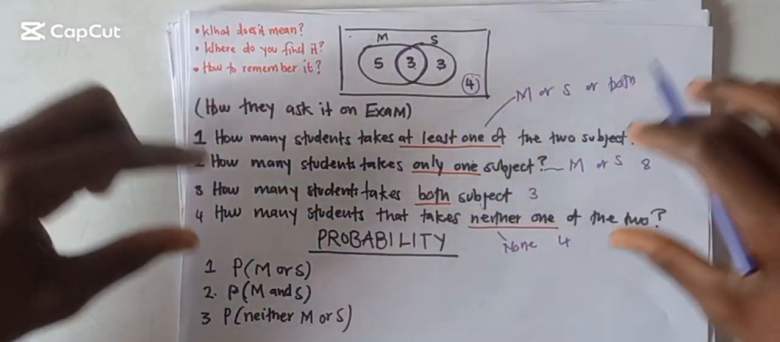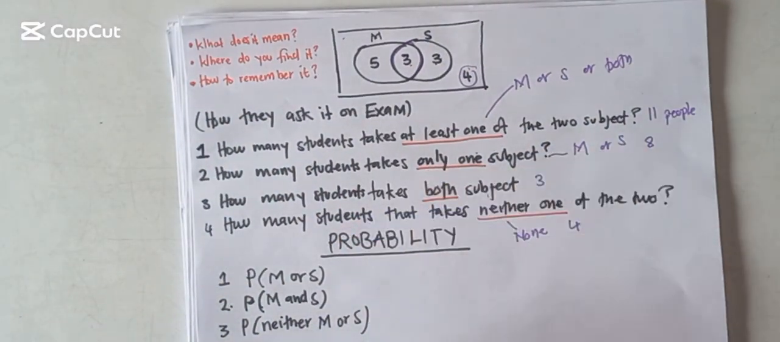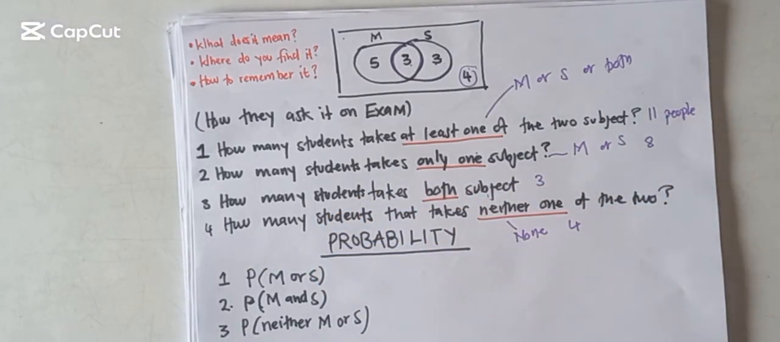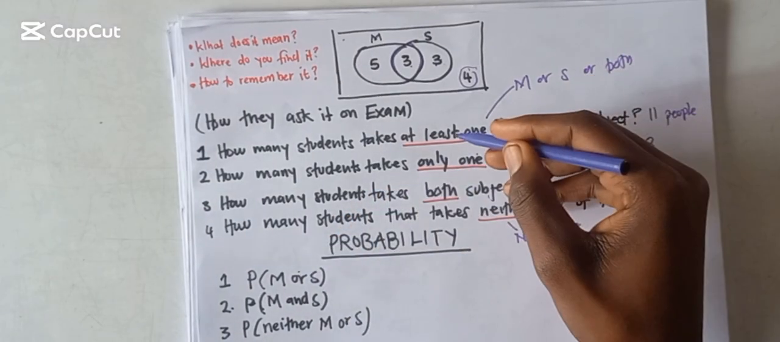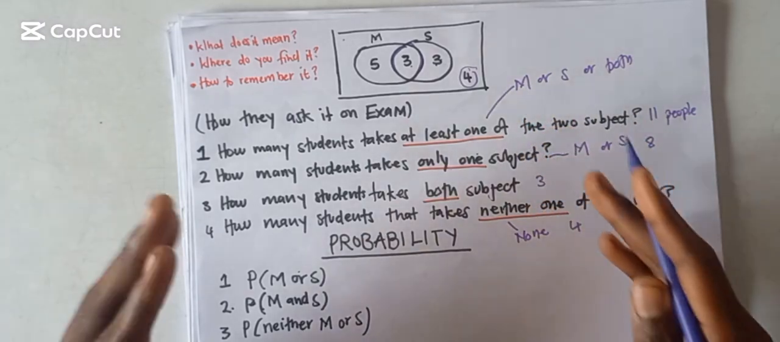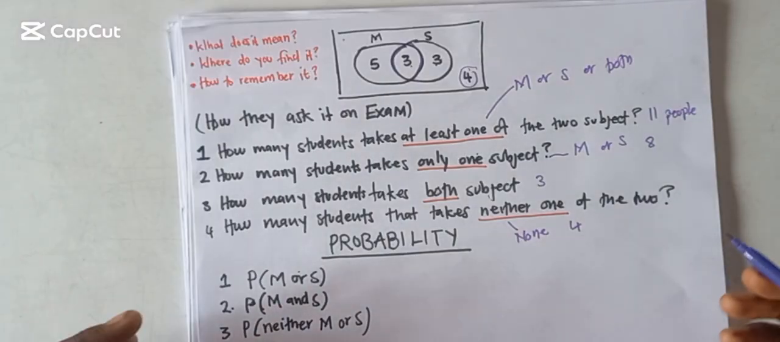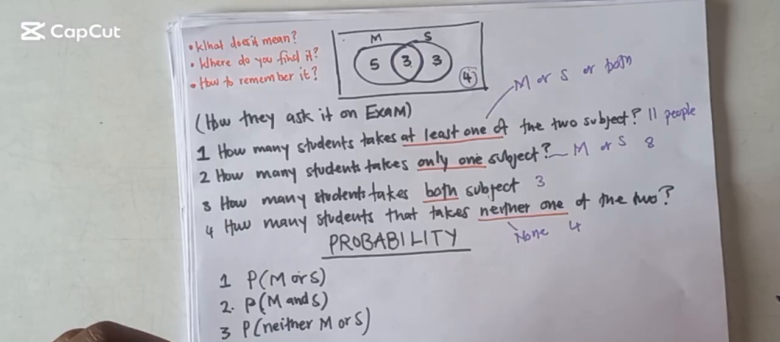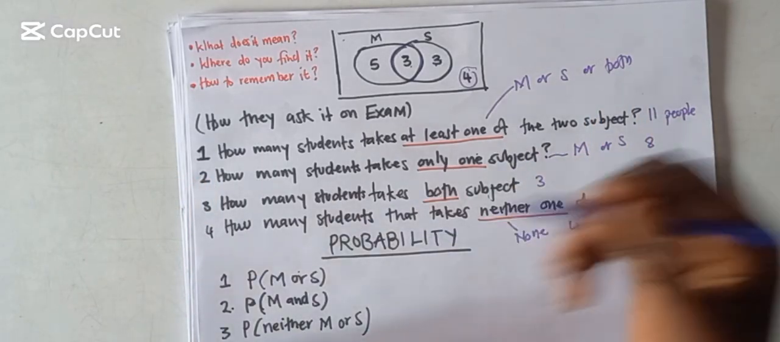Sometimes it cannot come in this way. They will ask you in this kind of form, whereby they will ask you to find the probability of absolutely anything that they like. So when they say the probability of M or S, this is the same as at least one, which means someone who's doing maths, science, or both. I want you to note that again because it's going to be very important. When they say they want the probability of M or S, what they mean is someone who's doing maths or science or both.